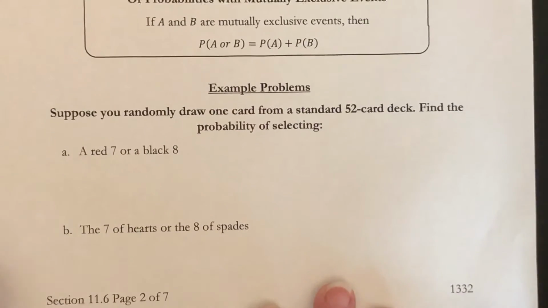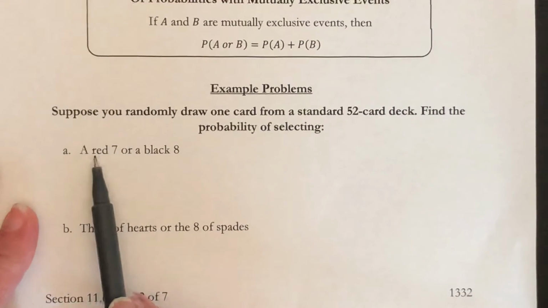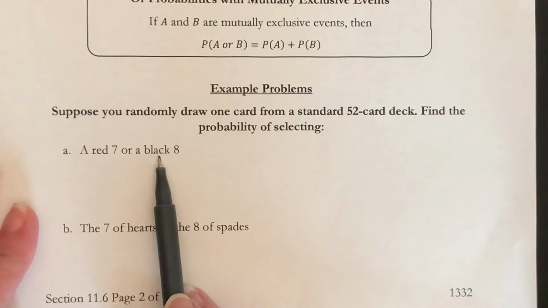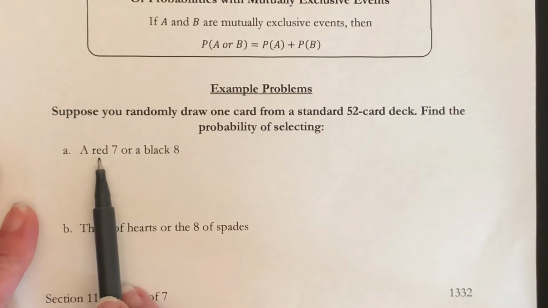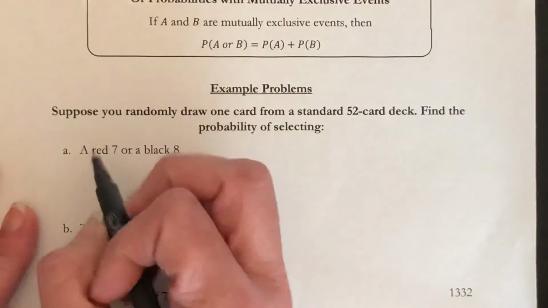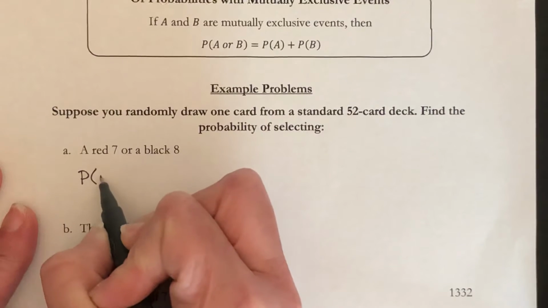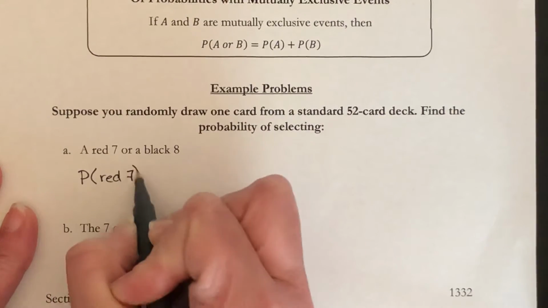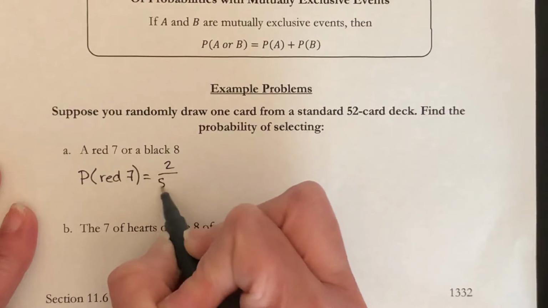Suppose you randomly draw one card from a standard 52 card deck. Find the probability of selecting a red 7 or a black 8. Well, you can never have any kind of overlap between a red 7 and a black 8. So those are mutually exclusive events. So I need to figure the probability of each of these. So the probability of a red 7: well, there are 2 red 7s out of 52.